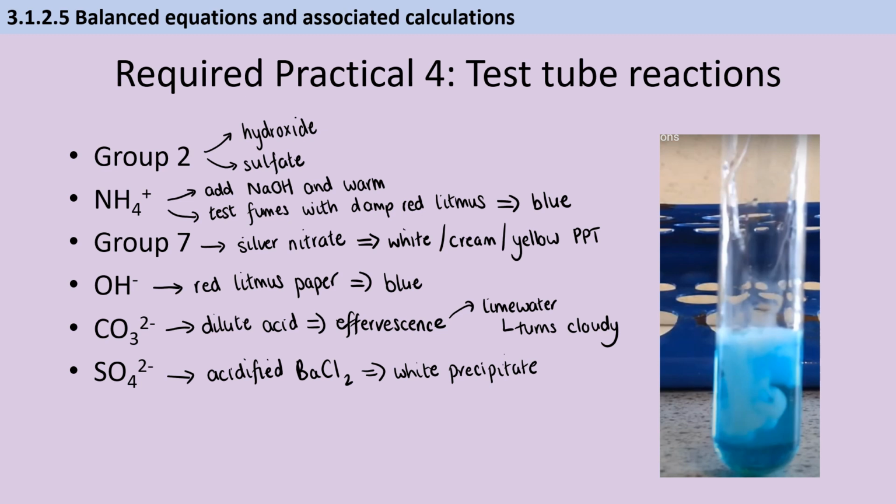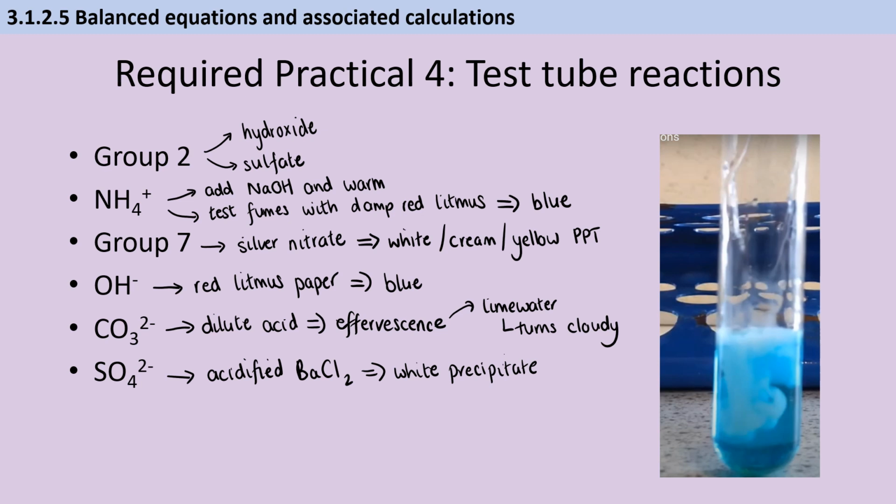If we think we might have ammonium ions, then we add sodium hydroxide and warm in a water bath so that ammonia gas would be given off. And then we test those fumes to see if they are ammonia gas with damp red litmus paper, which will turn blue in the presence of ammonia.